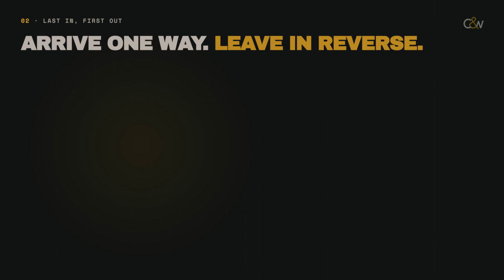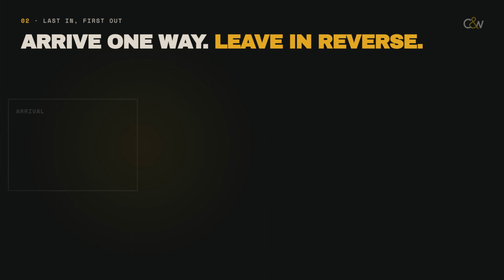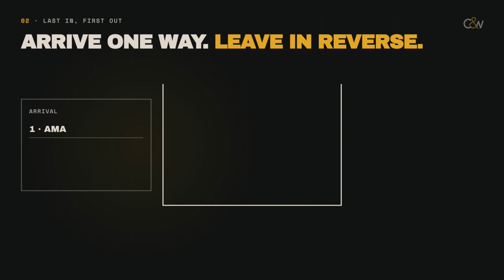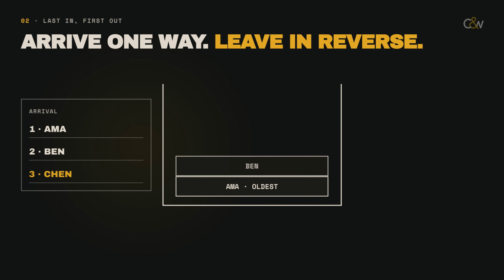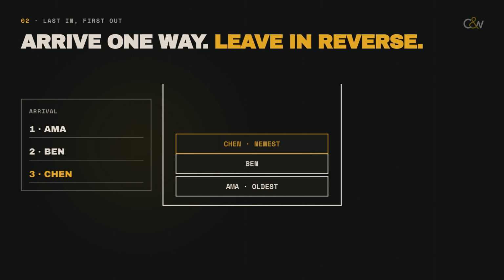Let's label 3 trays. Amma goes in first, then Ben, then Chen. Chen is now on top. If we remove trays, Chen leaves first, then Ben, then Amma. Computer scientists call this last in, first out, or LIFO. It means the last item added is the first item removed. The bottom remembers the oldest item, the top exposes the newest.